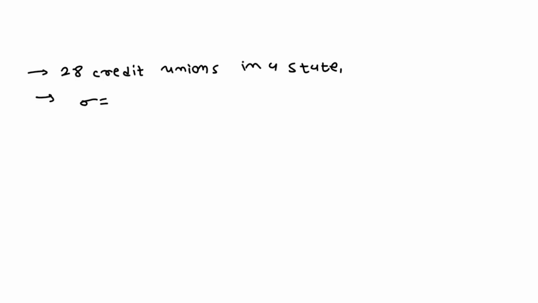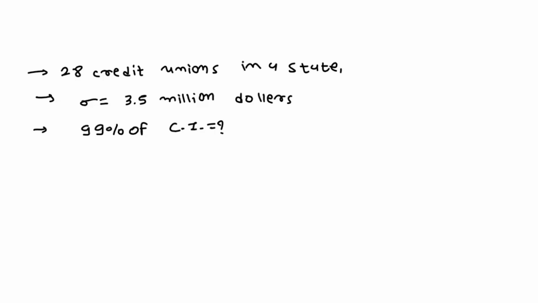In this question, we are given data about a sample of assets in $1 million from 28 credit unions in a state, and the sigma given here is $3.5 million. We are asked to find the 99% confidence interval. So let's solve this question.